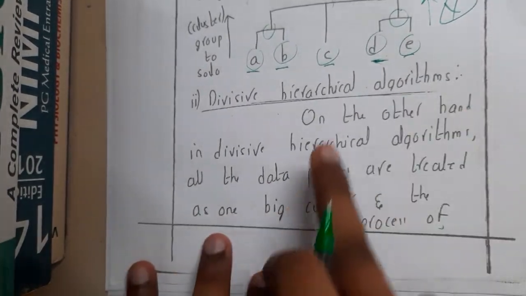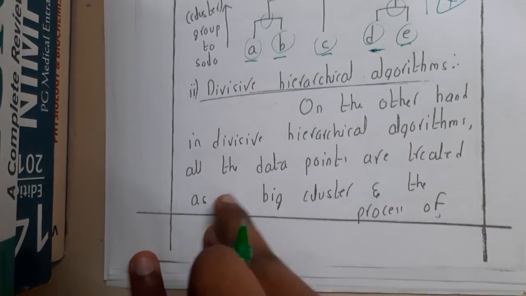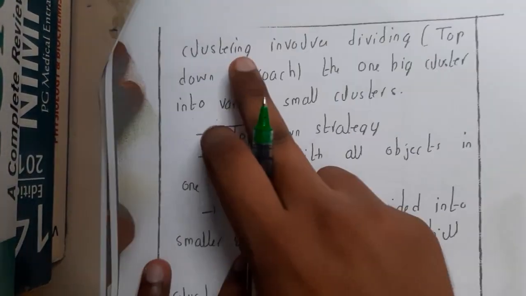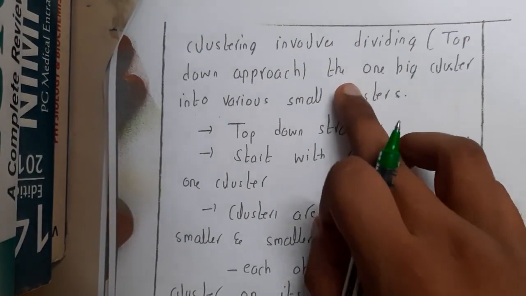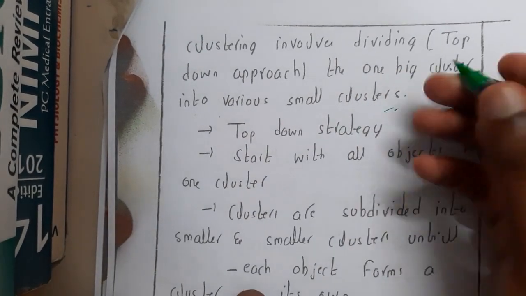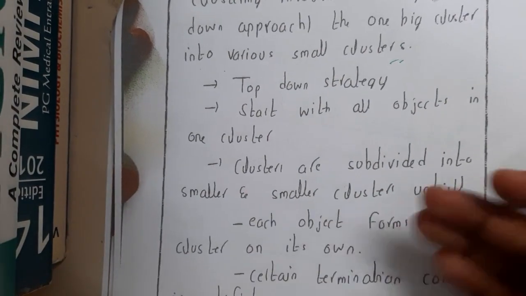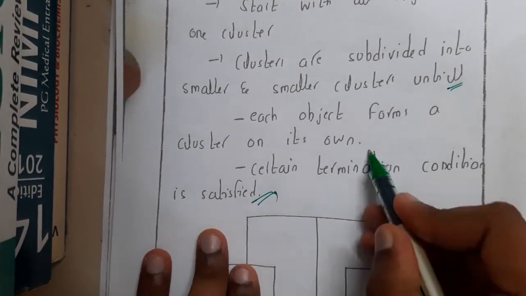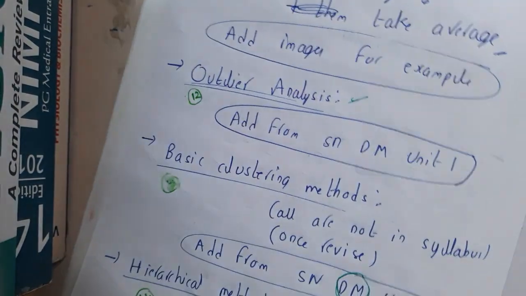In the divisive hierarchical algorithm, on the other hand, all the data points are treated as one big cluster, and the process of clustering involves dividing it. It is a top-down approach: it starts with all objects in one cluster and subsequently divides it into various smaller clusters until your required condition is satisfied. I hope everyone got a clear idea about hierarchical clustering and hierarchical clustering methods.